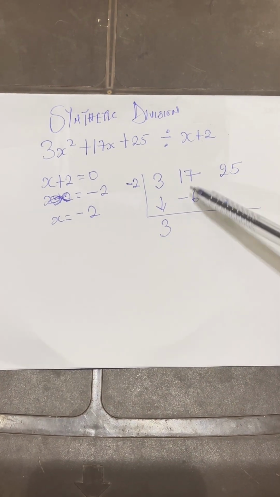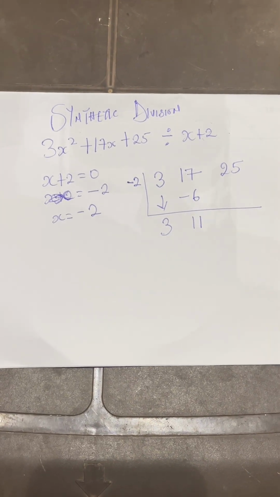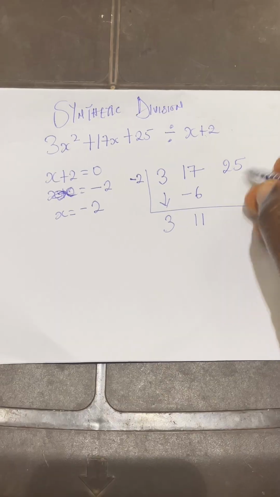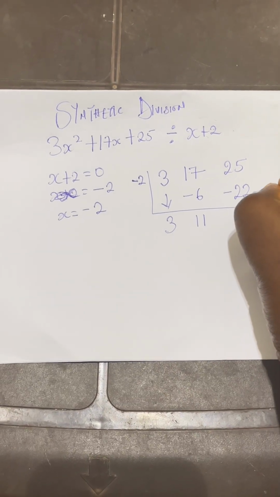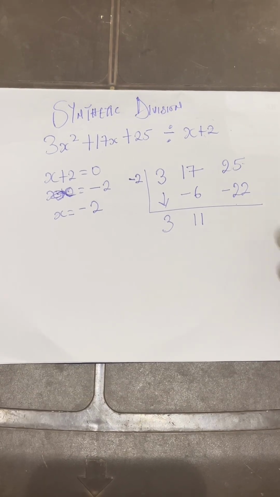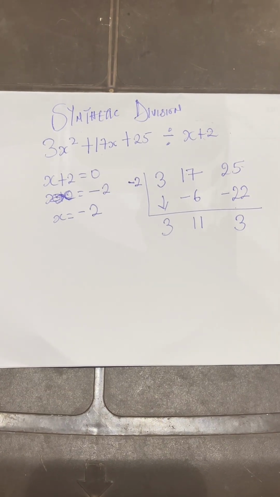So 3 multiplied by minus 2 gives us minus 6. 17 plus minus 6 will give us 11. 11 multiplied by minus 2 is minus 22. 25 plus minus 22 gives 3.